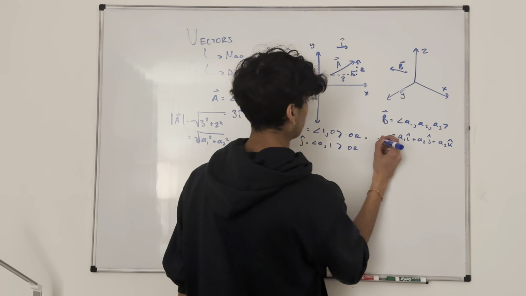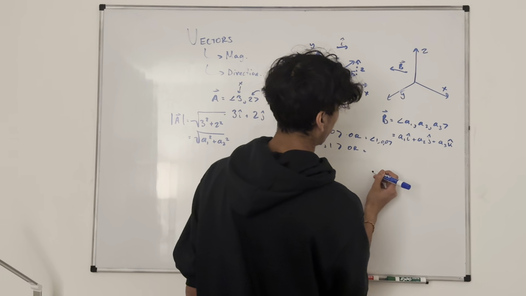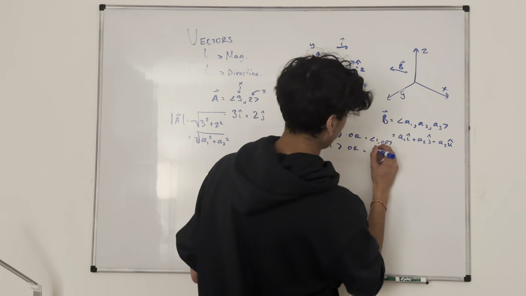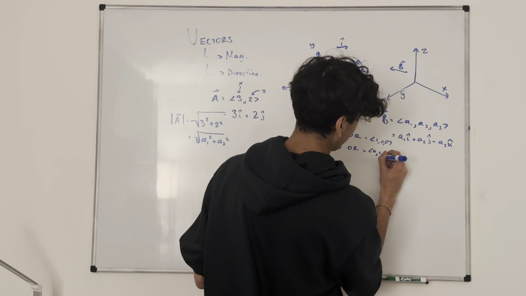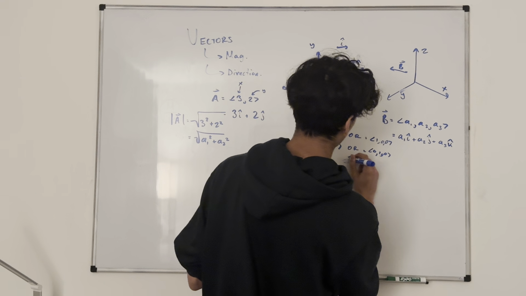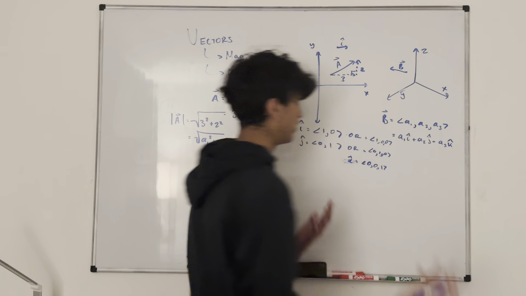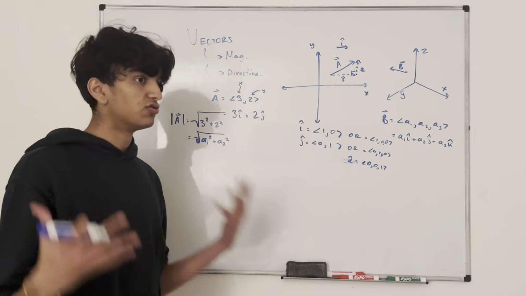For i, it would be equal to 100. For j, it would be 010, and then for z hat, or k hat, I don't know why I'm saying z, I don't know where I got that from. K hat would be equal to 001, right? So now there's just 3 directions.